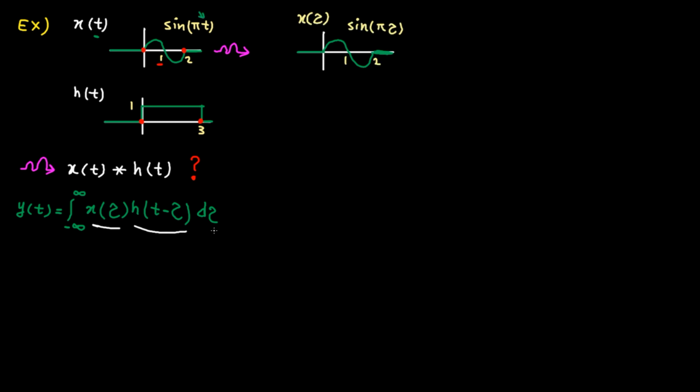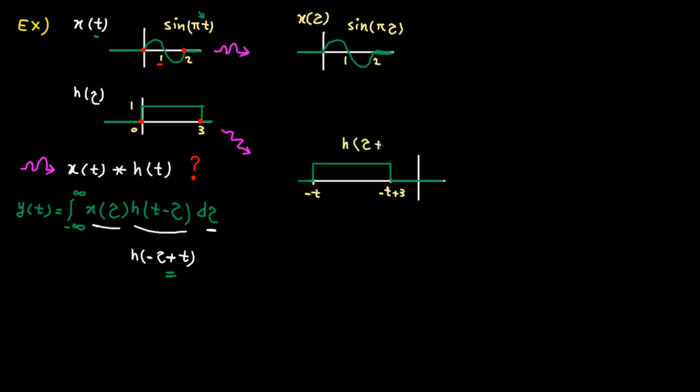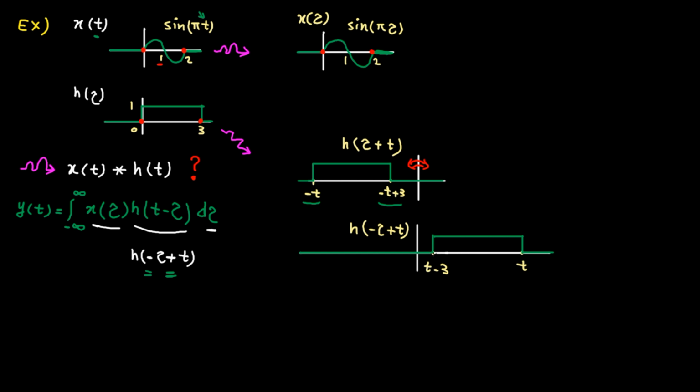Let's plot the second signal. As the variable is tau, for plotting the signal, I prefer to write it in this form. First, let me replace t by tau. Then I'm gonna apply time shift. 0 goes to minus t and 3 goes to minus t plus 3. Here is our shifted window. Now let's apply time scaling by reflecting the signal with respect to the y-axis. Minus t plus 3 goes to t minus 3, and minus t goes to t. Here is our window. Again, let me mark the critical points. These two and these two.